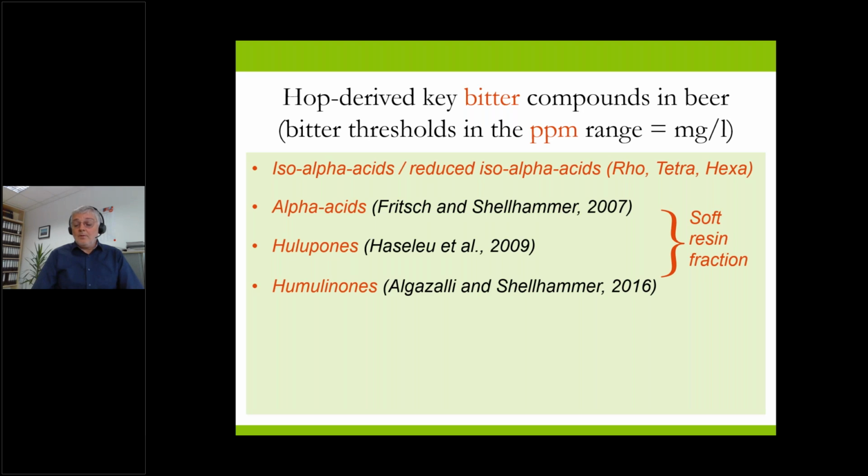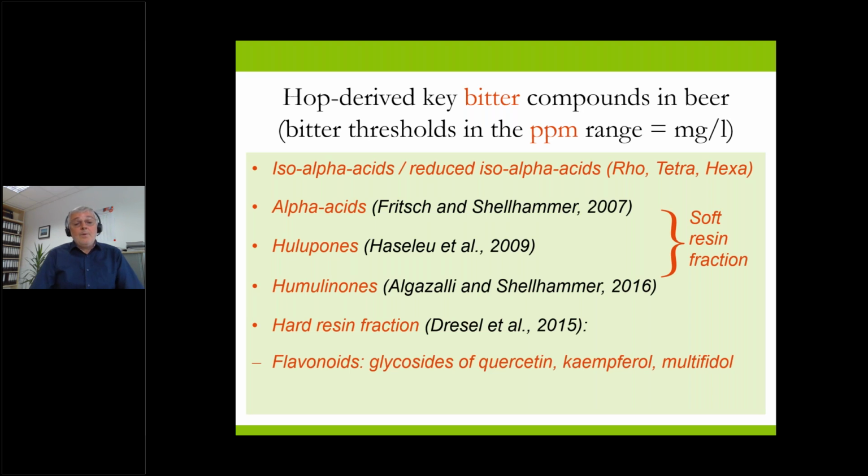And in addition to these compounds coming from the soft resin fraction of hops, a rather recent paper reported on some compounds in the hard resin fraction of hops. These are the more polar compounds that also contribute to beer bitterness. There is the fraction of some flavonoids, glycosides of quercetin, kaempferol, or myricetin. And there is the fraction of the prenylated flavonoids like xanthohumol and isoxanthohumol. So this is the basic research to define these key bitter compounds in beer.